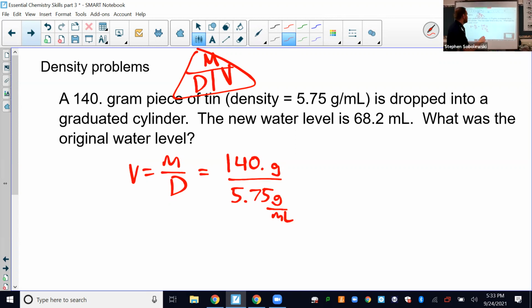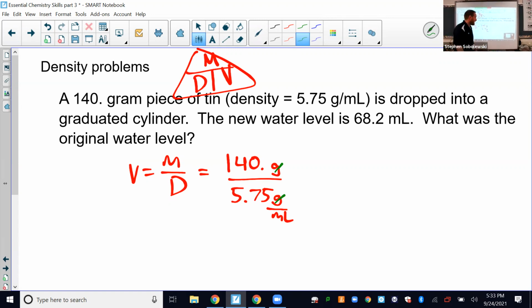Let's check our units. Gram cancels gram. Milliliters is left in what I call the double denominator. It's the denominator within the denominator. I'm sure your math teacher has a better term than I do, but I call it the double denominator. It's like the reciprocal of the reciprocal.